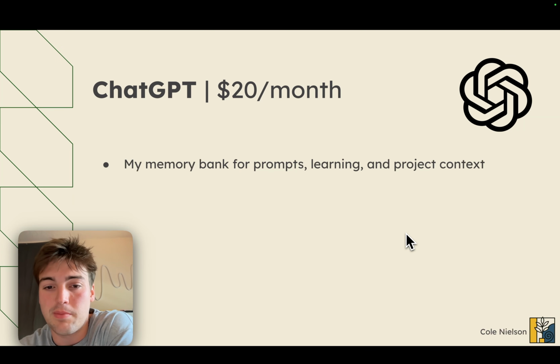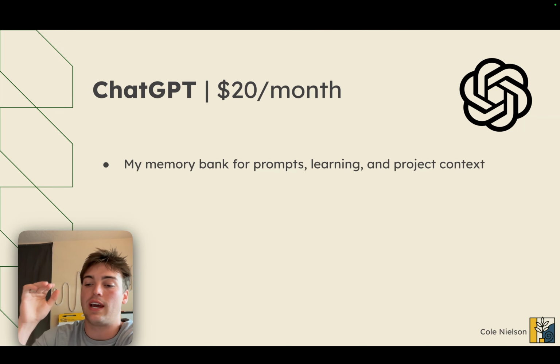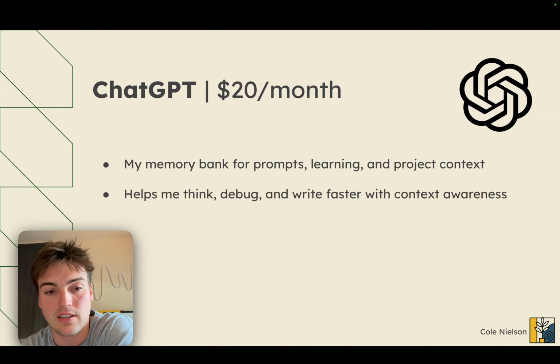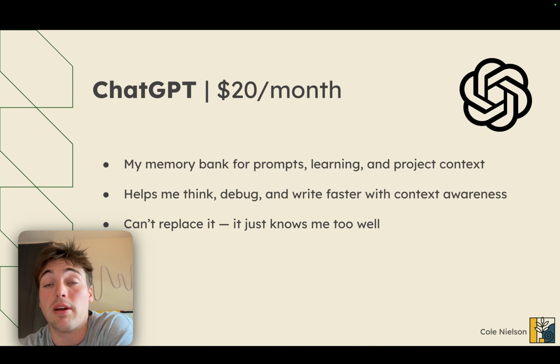ChatGPT, this is my memory bank. This is where I learn, and it's got project context. I will be honest, now with Cursor, that has a lot of my project context because it can actually access the entire code base. But ChatGPT knows a lot about what I'm doing with my project, my goals, my brainstorming. So it's kind of a memory bank and where I go to ask questions and learn more about specific things. It helps me think, debug, and write faster with context awareness. I also use it to optimize a prompt that I'm sending to either Cursor or Claude Code, and I just can't replace it. It knows me too well.